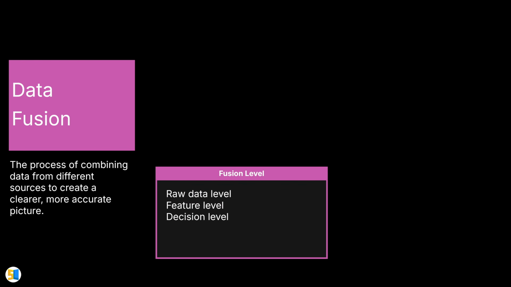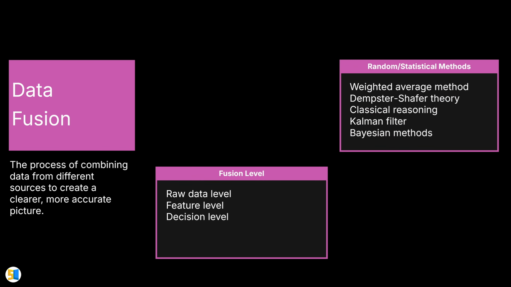Data fusion can be done at different levels. Raw data level, combinations of data from machines or sensors. Feature level, combinations of processed data features. And decision level, combinations of multiple models. Different methods are used depending on the type and level of data being fused.